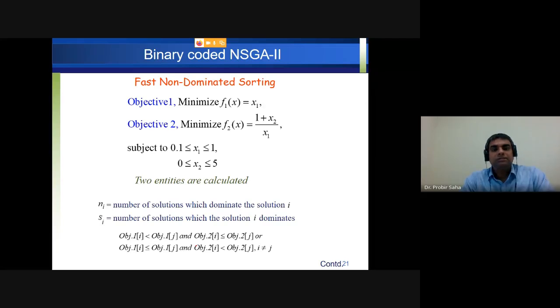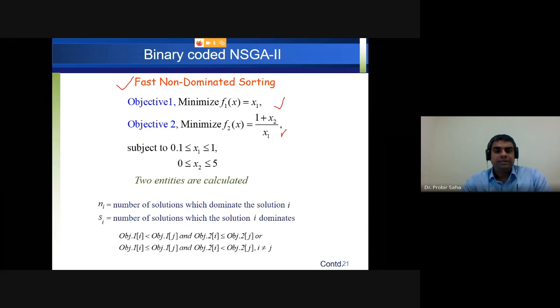Now, this is very important for NSGA-II, which is called fast non-dominated sorting. So we'll explain what is fast non-dominated sorting. Now, if you see that one, we have an objective function. Again, the same problem we have chosen: minimize f1(x), minimize f2(x), and this is definitely, I would say, conflicting objectives.